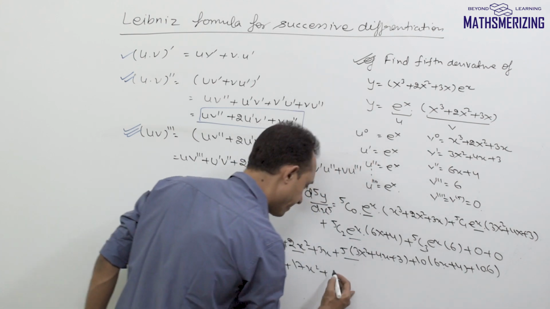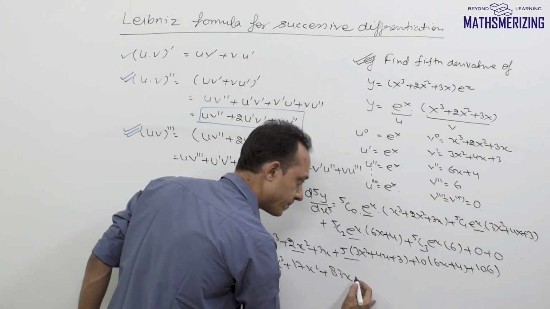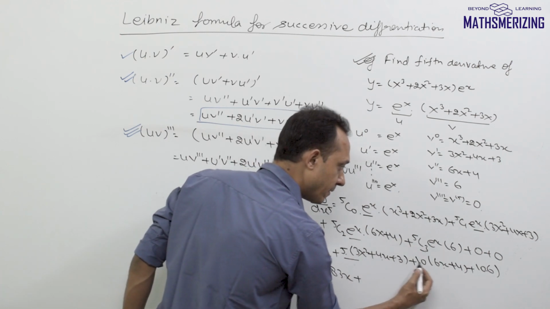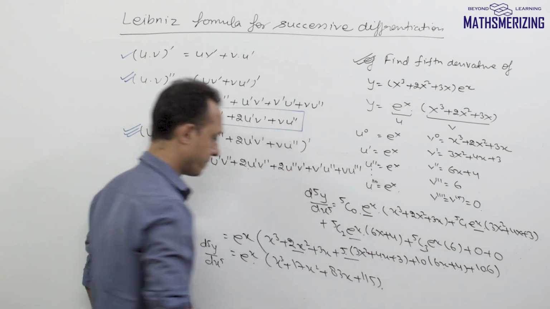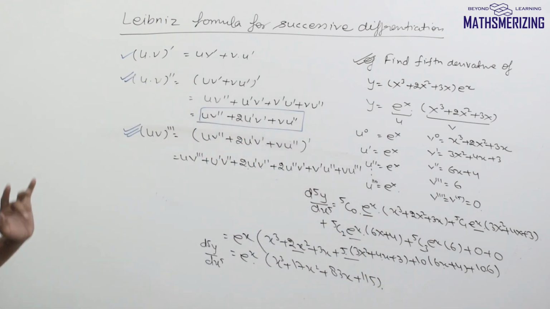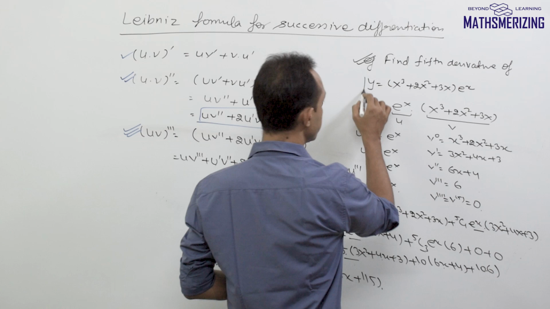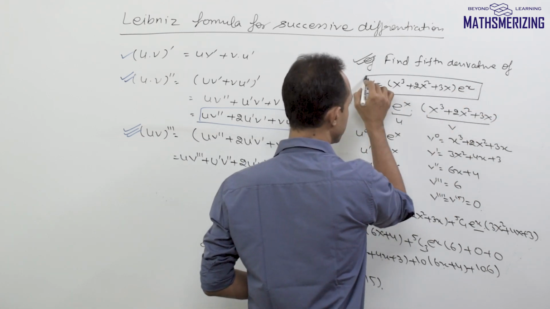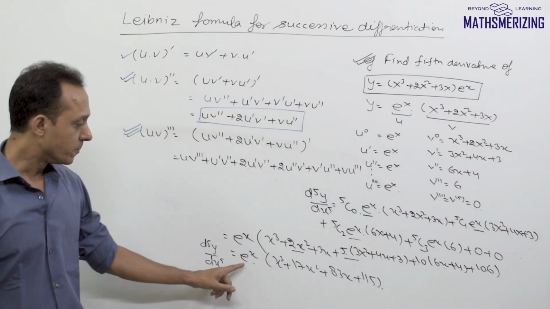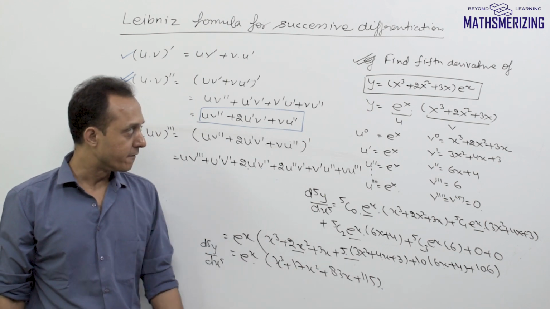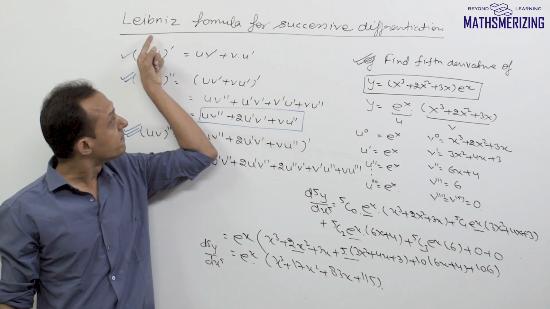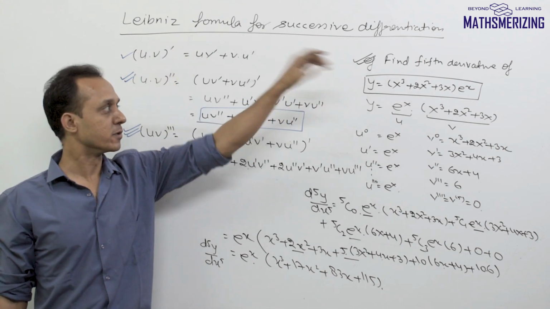So that should be 83x, and then 15 plus 40 plus 60. So that should be 115. So the fifth derivative of this function, which is y equals x cubed plus 2x square plus 3x into e to the power x, will be e to the power x into x cubed plus 17x square plus 83x plus 115 using Leibniz formula for successive differentiation.